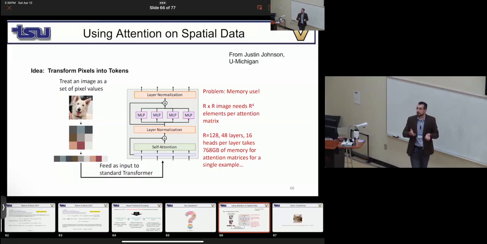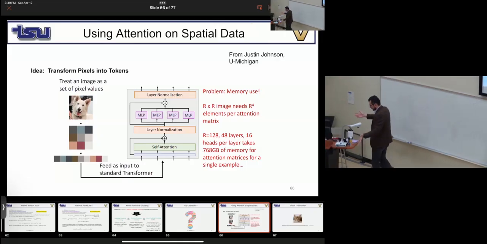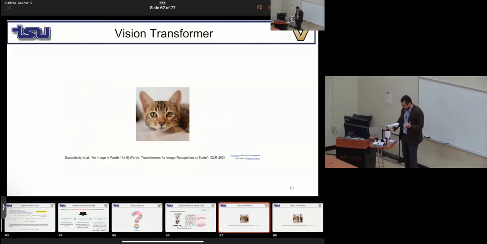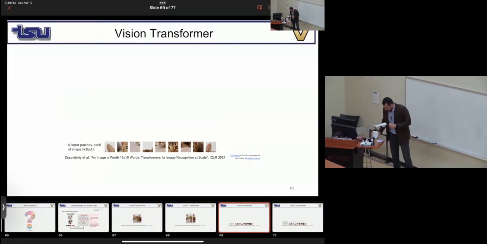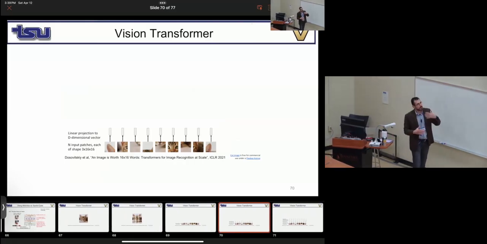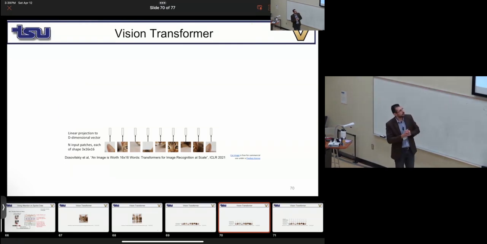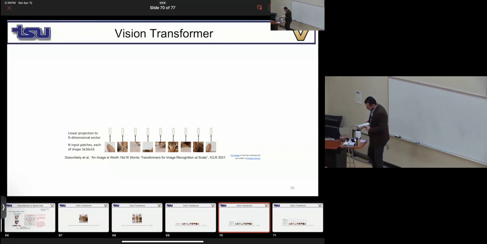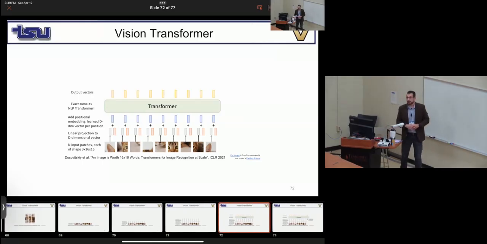But there's a problem there. The number of tokens grows because your image can have many, many pixels, right? And we saw that if the number of tokens grows, the quadratic attention is going to essentially make things too slow. So instead of doing that, we break the image into patches. And then we flatten them and send them into a linear function, into a d-dimensional vector. And then we add our positional encoding and we send them through the transformer to generate output vectors.